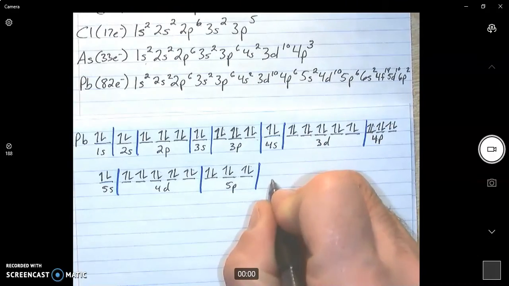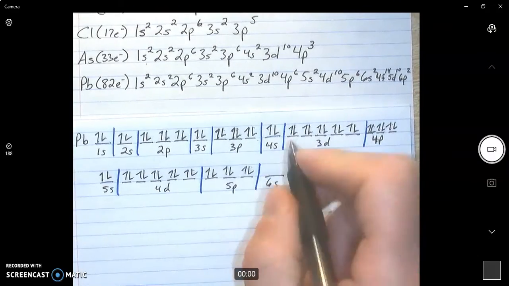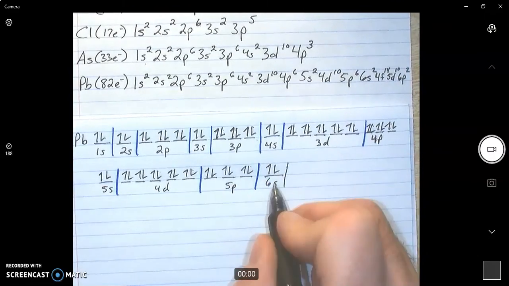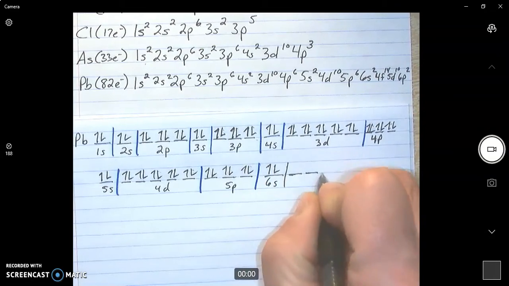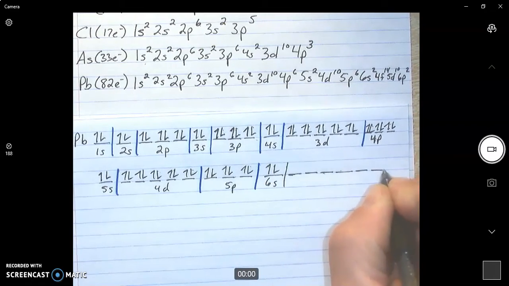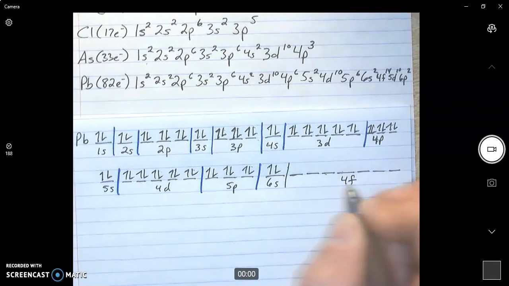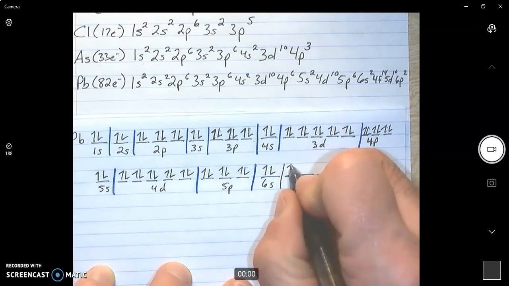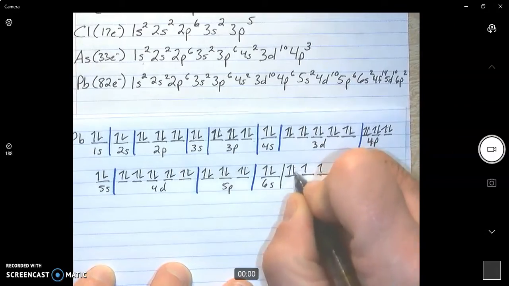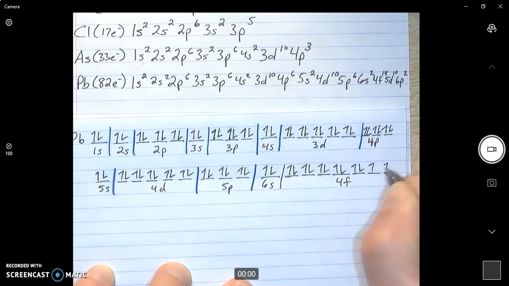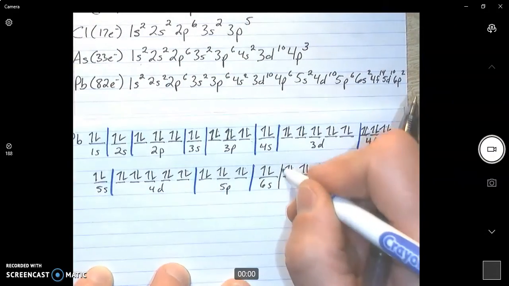After 5p, we get 6s. Okay, 6s we can fill up and down. What comes after 6s? The 4f. Now, this is where we have to do 1, 2, 3, 4, 5, 6, 7. 7 lines. Now, 4f is full, so we're going to go up in each of those 7, and then down in each of those. I'm sorry, that line should have been blue enough.